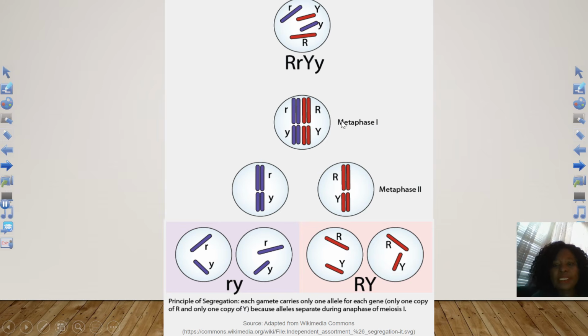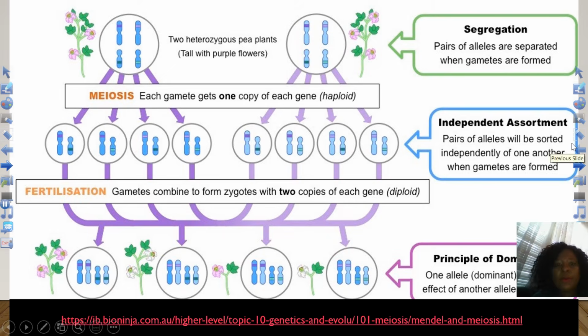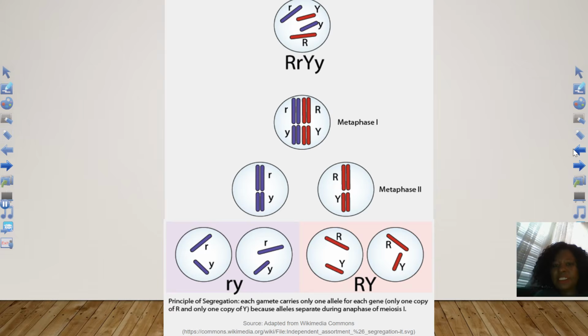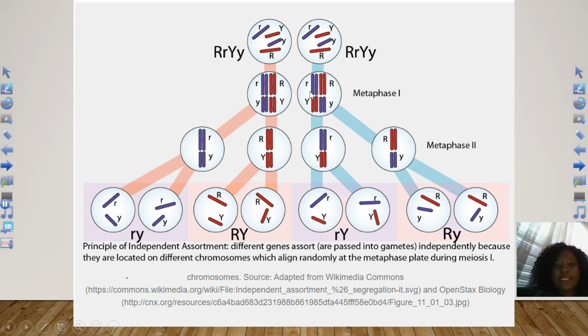Now, during metaphase 1, when these homologous chromosomes align at the equator, you must note the different arrangements in which they can arrange themselves. Just think of the fact that these two parents have the same genotype. It's capital R, small r, capital Y, small y. Same thing on this side.